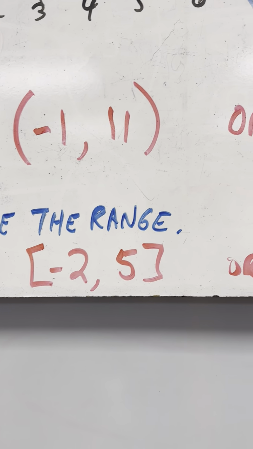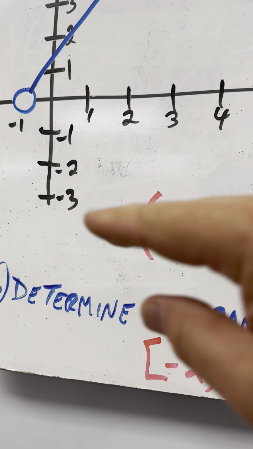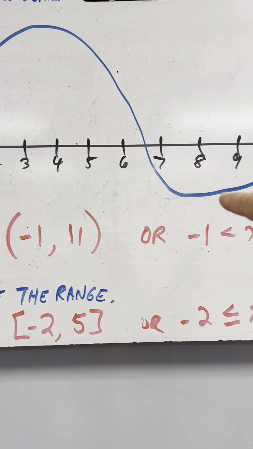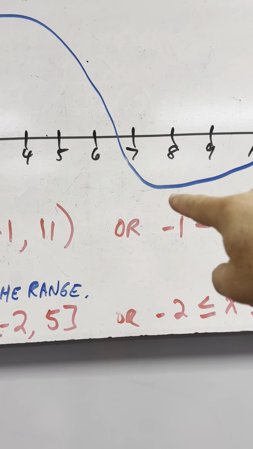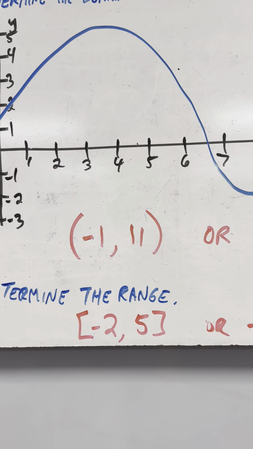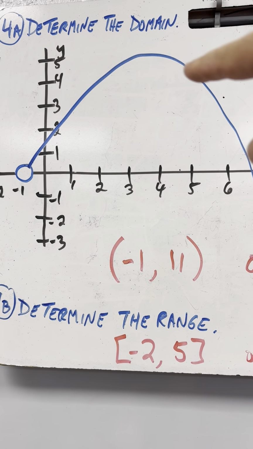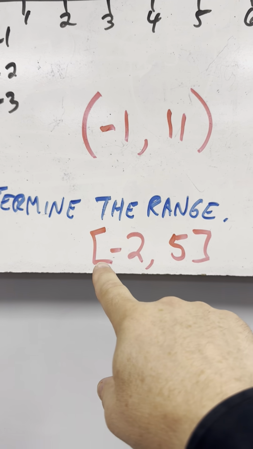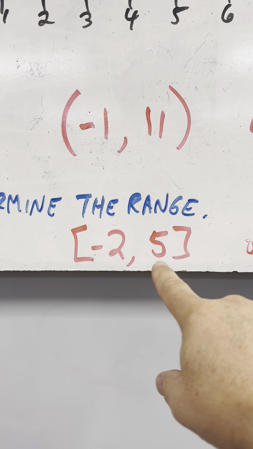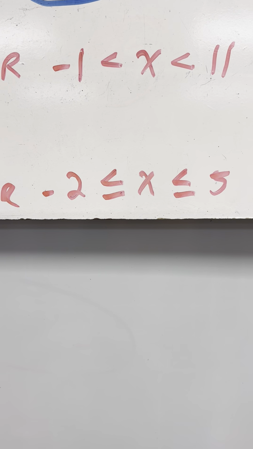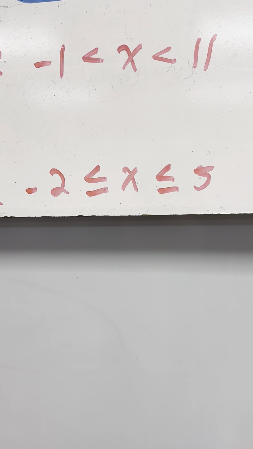The range: the lowest level here would be about negative 2, and negative 2 is included because it's solid. If it wasn't included, there would be an open circle here. And the highest value would be 5. So we go from negative 2, using a bracket, comma, 5, bracket. Or negative 2 less than or equal to y less than or equal to 5.